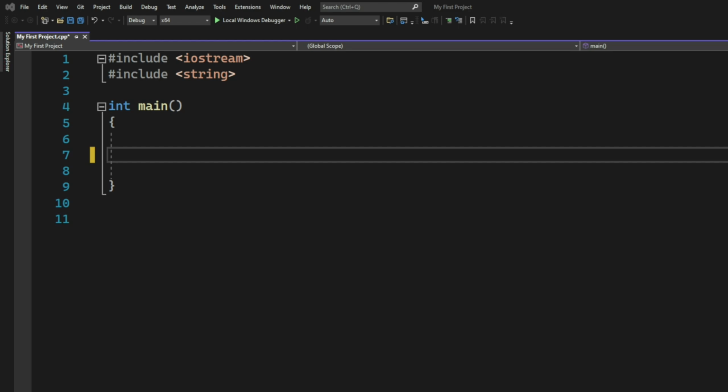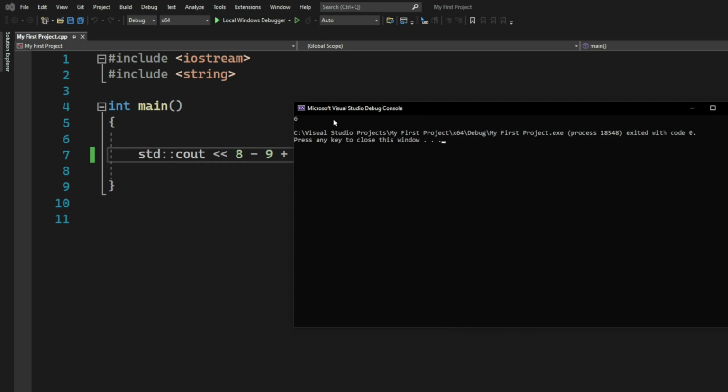Now, I am going to show you some examples. In this example, I have a simple expression to begin with, 8 minus 9 plus 7. When we run the program, you can see that the result is 6. This is because addition and subtraction have the same precedence. Because the code is read from left to right, subtraction is used at first, which in this case equals -1. Then comes addition, which is -1 plus 7, which equals 6, the result.